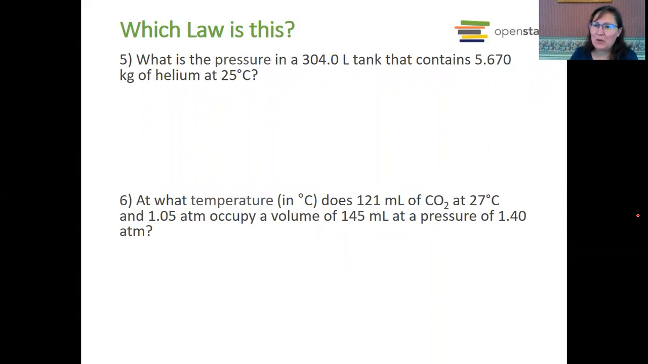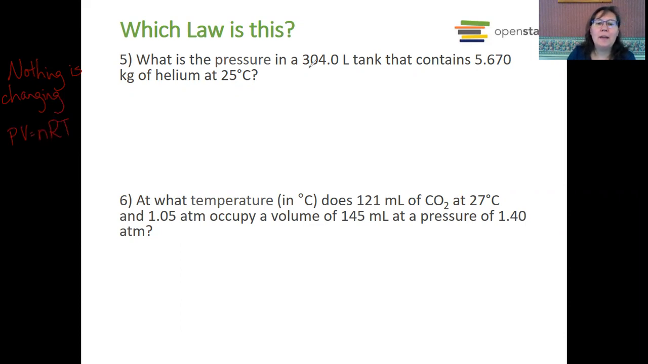All right, more of these. I know there's so many of them because there's so many different laws. All right, so let's take a look here. It says, what is the pressure in a 304 liter tank that contains 5.670 kilograms of helium at 25 degrees Celsius? And again, the thing that we notice is that nothing is changing. And nothing is changing always means the ideal gas law, PV equals nRT.